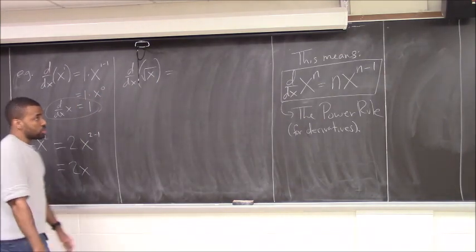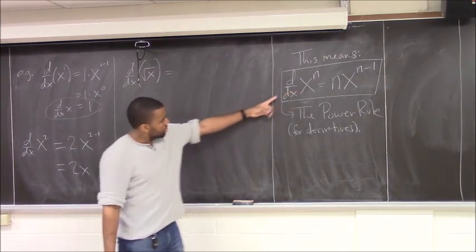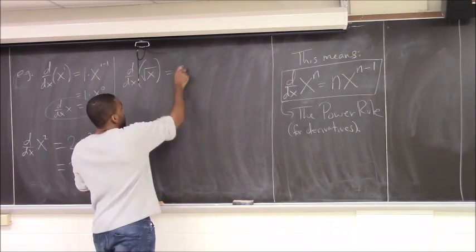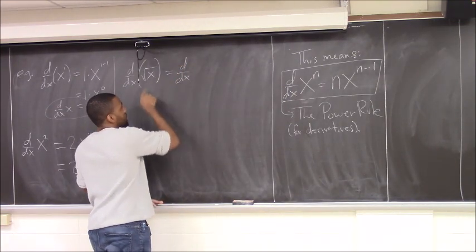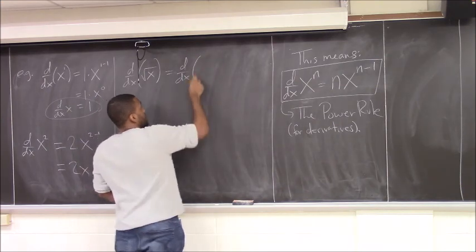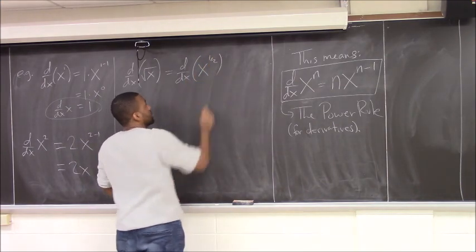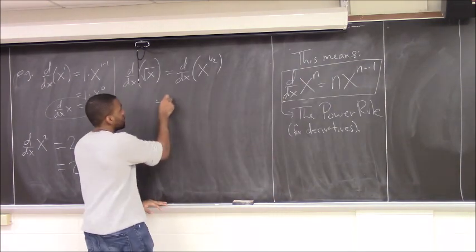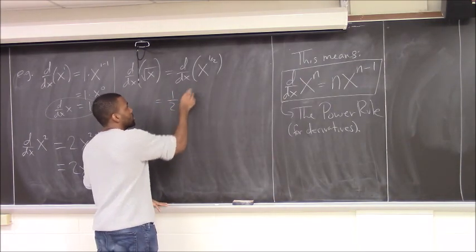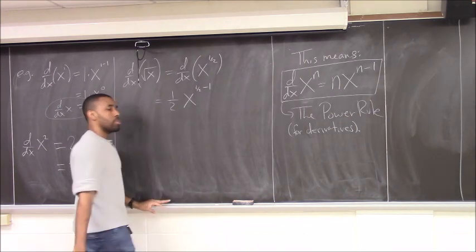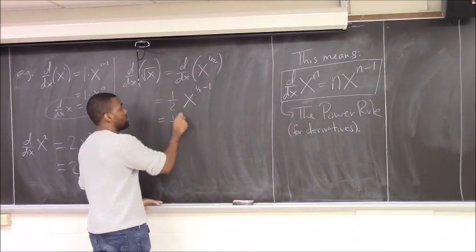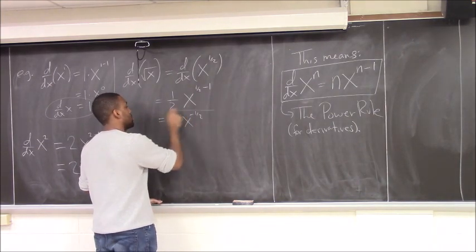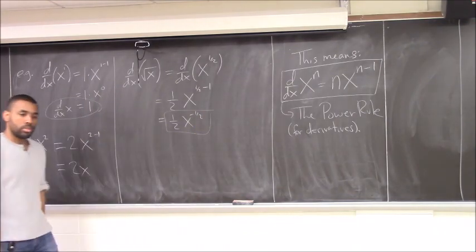The trick is to first write it to look like the left side, meaning x to a power. So how can you rewrite that? Radical x is x to the 1/2. So now I can just apply the power rule where my n is a half. Bring the half down, subtract 1 from the power. So this is a half x to the minus a half. And so that's your derivative.